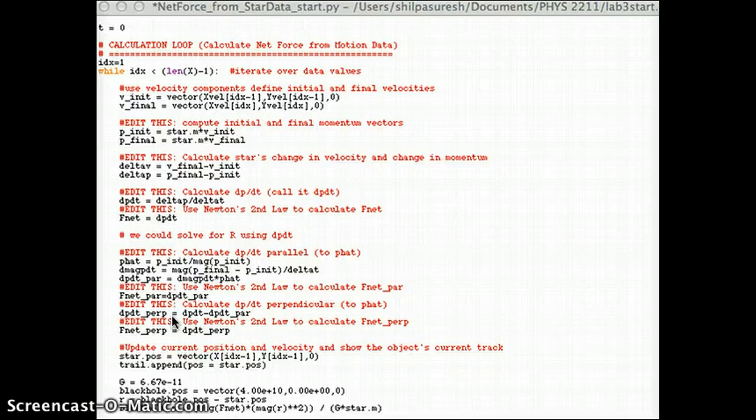In order to do so, we utilize the fact that F net parallel and F net perpendicular are the two components that constitute F net. It can be written as F net parallel plus F net perpendicular equals F net. Thus, the equation can be rewritten to solve for F net perpendicular as F net minus F net parallel, which we see is actually written here, dp dt minus dp dt parallel. That's basically F net minus F net parallel.